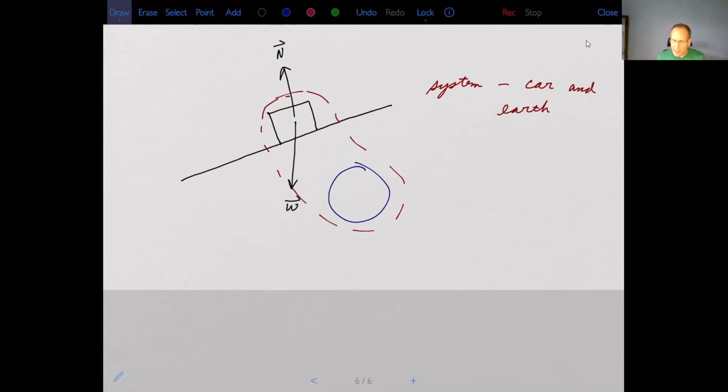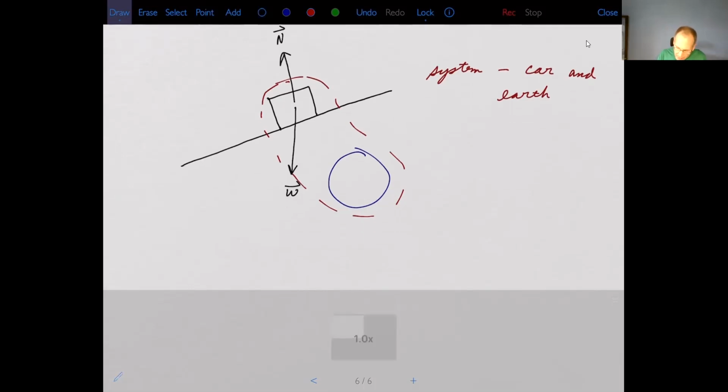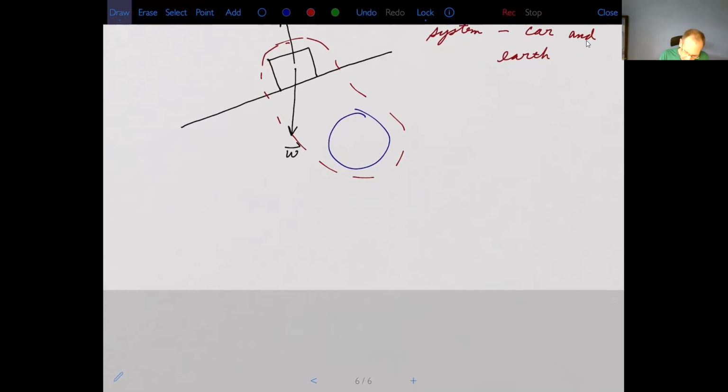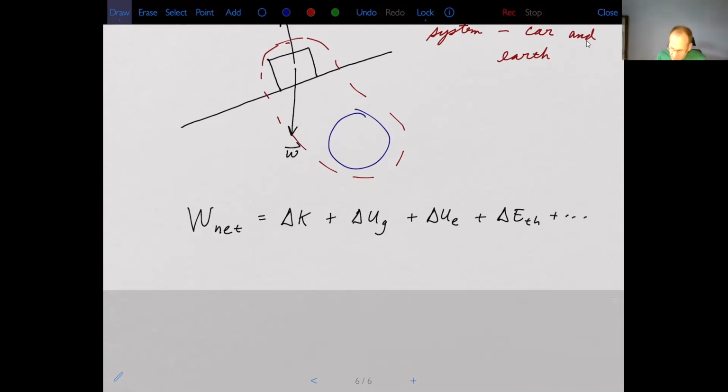It's a subtle point. It's something that you will get into more detail in lecture. So for now, think of it like this. If we look at our general work energy theorem, the net work done is equal to the change in kinetic plus change in gravitational potential plus change in elastic potential plus change in thermal plus dot, dot, dot. Again, we're assuming there's no friction.